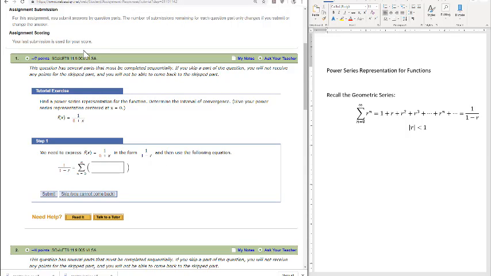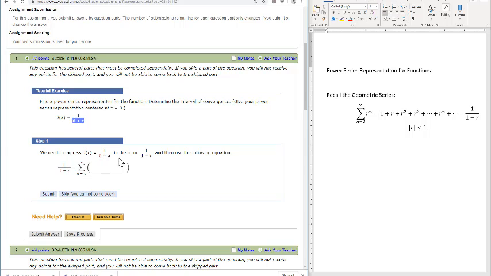Let's do a problem from your lab assignment, section 11.9. This is number 1. Find a power series representation for the function, and then after that determine the interval of convergence. And we're centering around 0. Our function is 1 divided by 6 plus x.